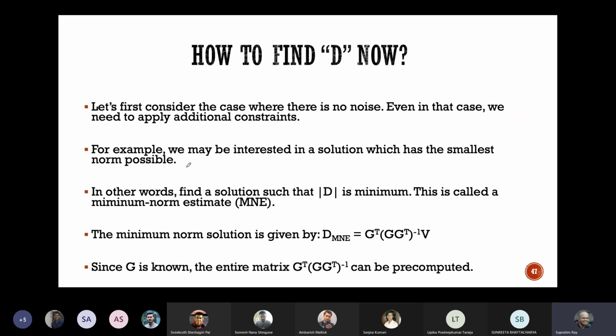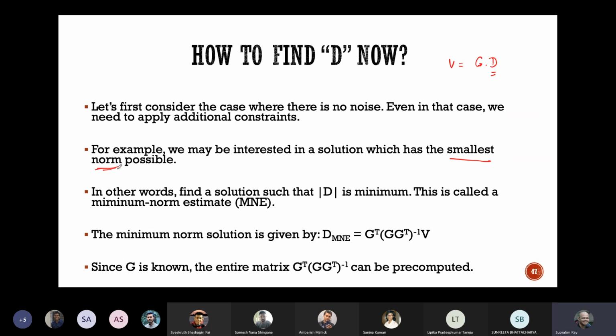So what do we do now? Let's first consider a case where there is no noise. My problem statement is just this now: V is equal to GD. I need to impose additional constraints now, because otherwise it's just too unconstrained. So one potentially interesting solution is to find a D which has the smallest norm.